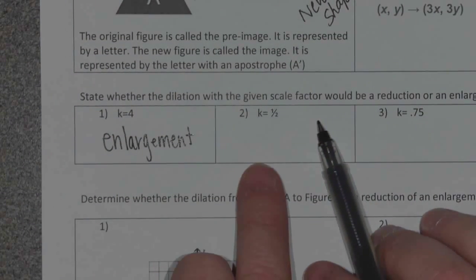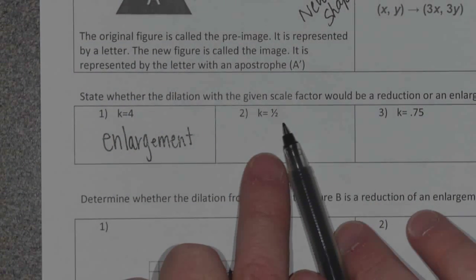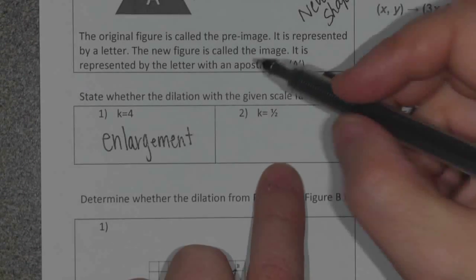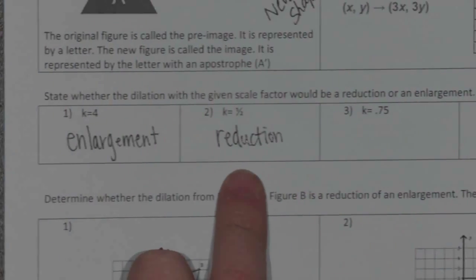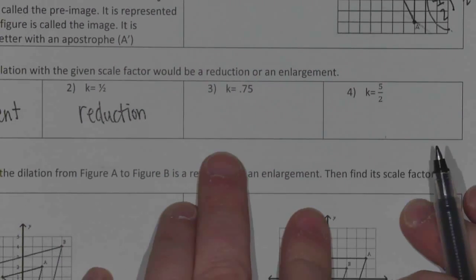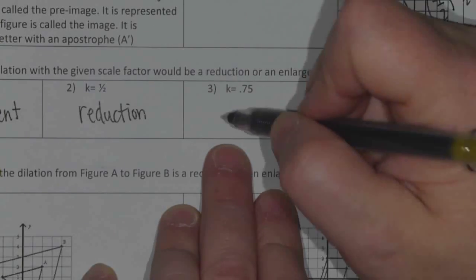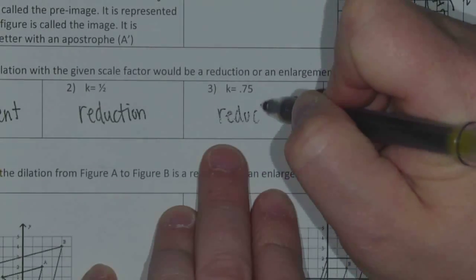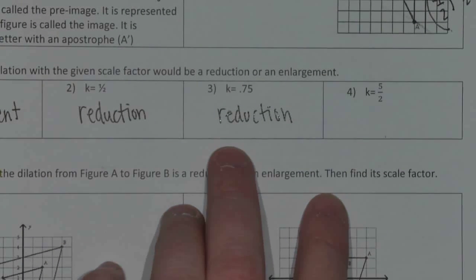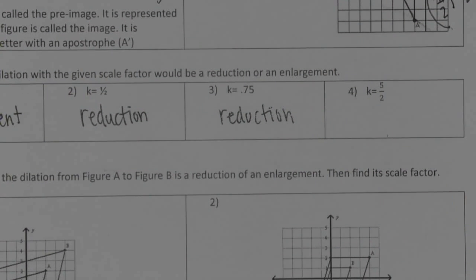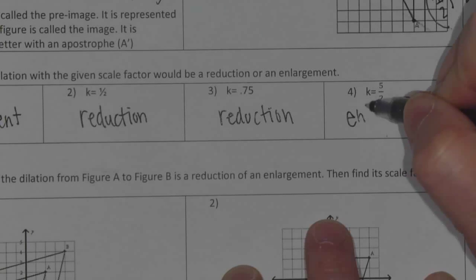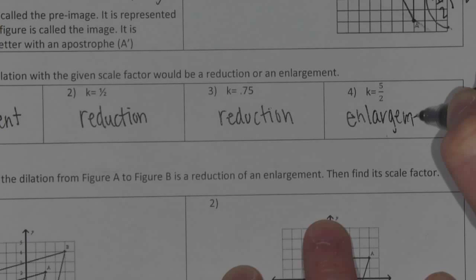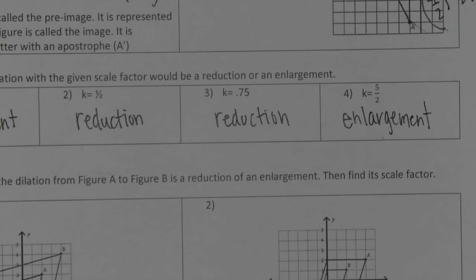Okay. How about the scale factor of 1/2? Yeah, it's a reduction. It would make it smaller. How about the scale factor of 0.75? It's smaller than 1, so it would be a reduction. And then the scale factor of 5/2. Yeah. Even though it's a fraction, the fraction's bigger than 1. So it has to be an enlargement. Are you seeing how you can tell with the scale factor whether or not our shape should end up bigger or smaller?